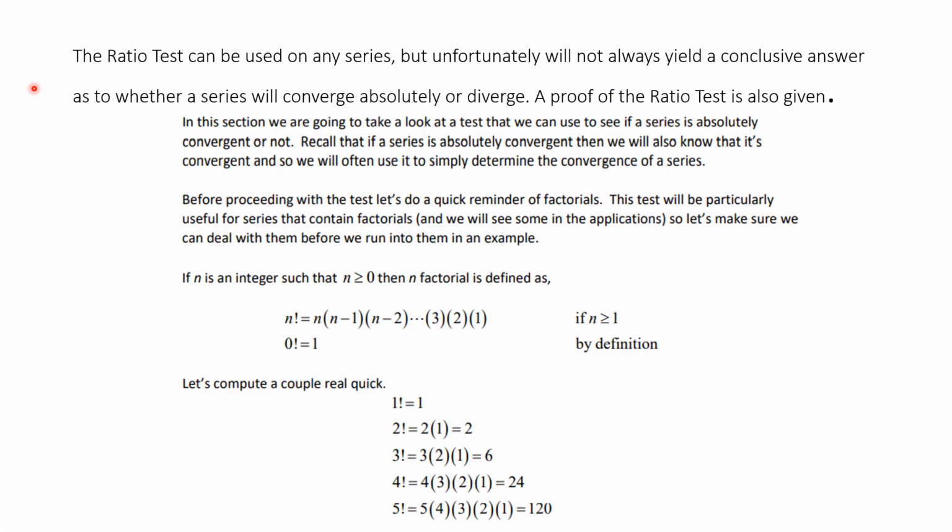By way of introduction, the ratio test can be used on any series, but unfortunately will not always yield a conclusive answer as to whether a series will converge absolutely or diverge. A proof of the ratio test is given in this lecture. But we're going to now take a look at this test that can be used to see if a series is absolutely convergent or not. Recall that if a series is absolutely convergent, then we will also know that it's convergent, and so we'll often use the ratio test to simply determine the convergence of a series.